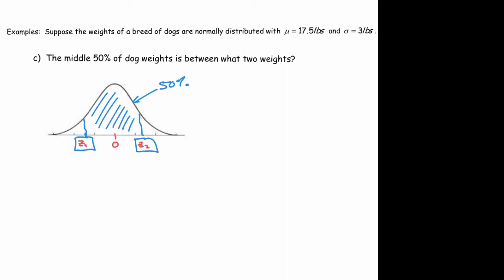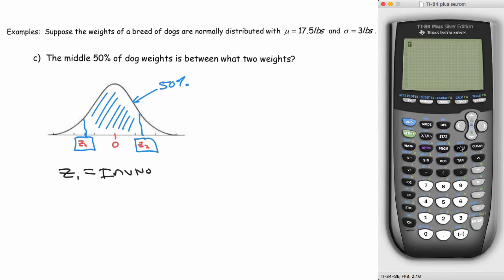So let's find the z-score for z1. So we need to punch in inverse norm. Now let's look at this diagram. Z1 cuts off the bottom what? Well, if the whole middle is 50%, that means each tail here should be 25%. So I need to punch in inverse norm of 0.25. And when you do that, you get negative 0.674.